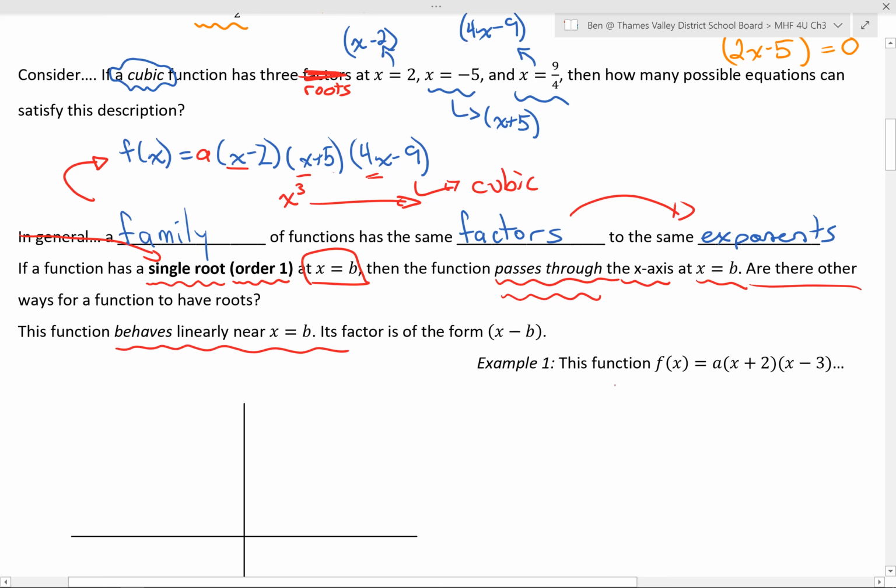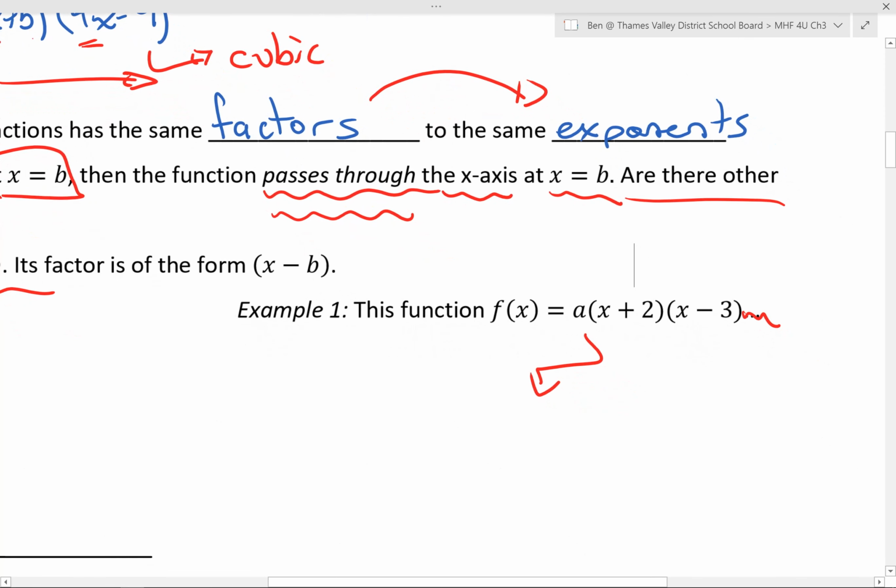So that means if we have a function right here, I know it says a, that's not involved in the function. We're just going to draw some conclusions about this function. So let's say we have this function right here: f(x) = a times (x + 2) times (x - 3).